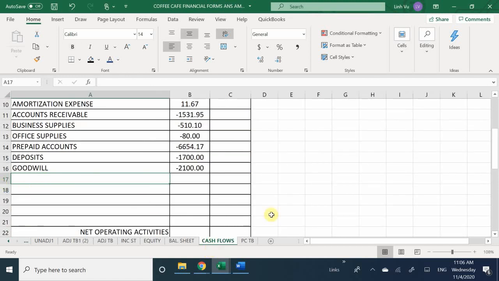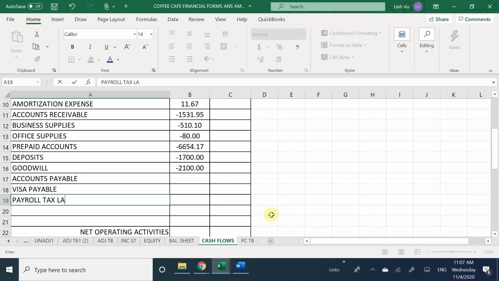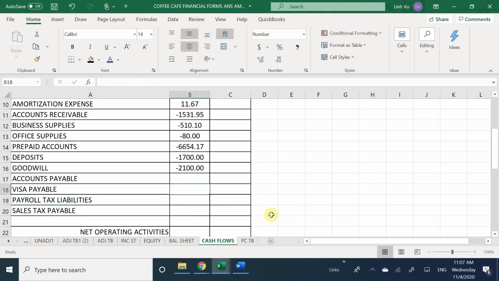So I need to add back my accounts payable because I still have the money. Same thing with my Visa payable. I haven't paid them yet, so I still have the money. I haven't paid the payroll liabilities yet. I still have the money. And lastly, I haven't paid the sales tax yet. All right, so I have to add those numbers back in there.